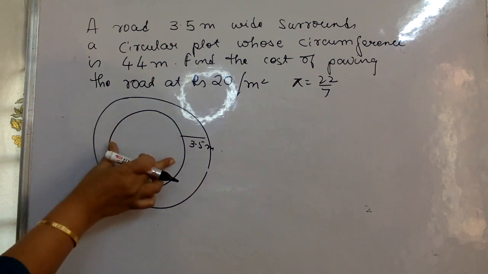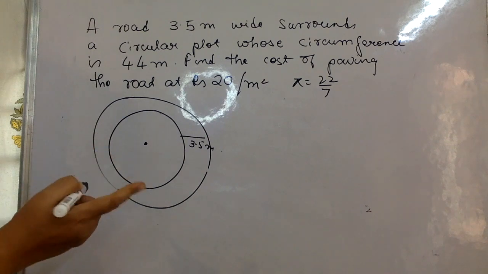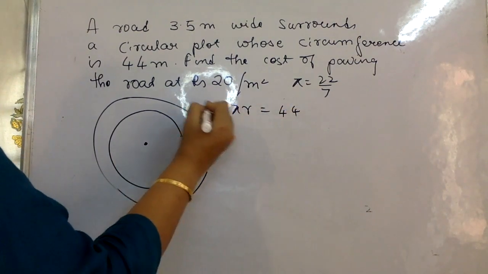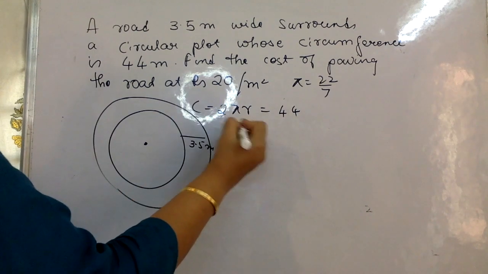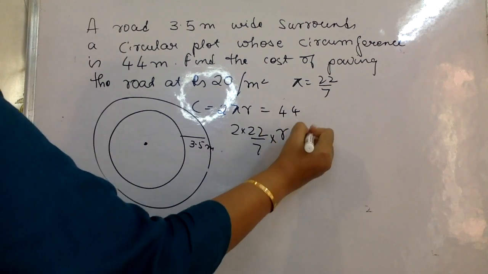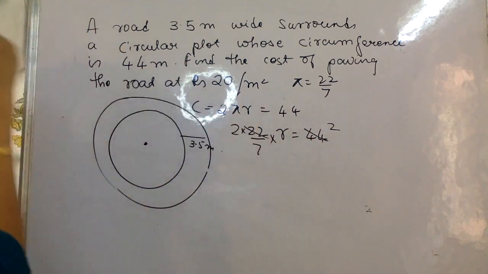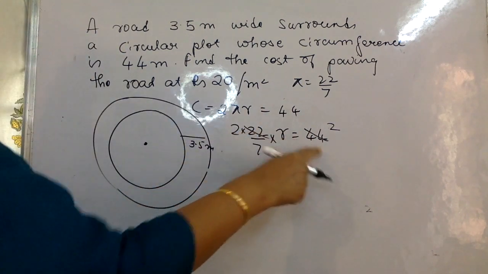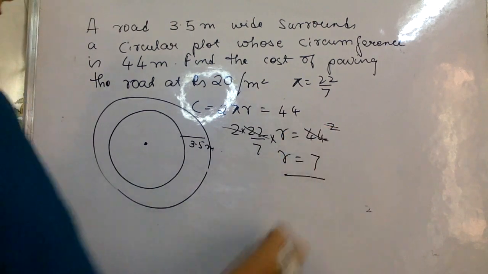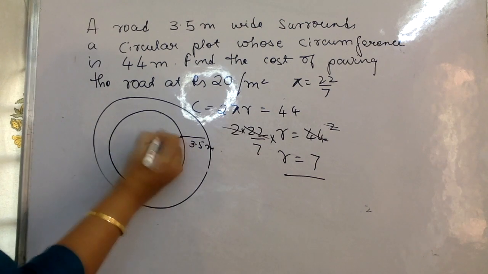So here is the circular plot and then we have the road. Now the circumference of this inside circle is 44. So 2 pi r is equal to 44, that is C. So here 2 into 22 by 7 into r, which we don't know, is equal to 44. Let us cancel here. Numerator cancels with numerator. This 2 with this 2, r is equal to 7. So we get that the radius is 7.